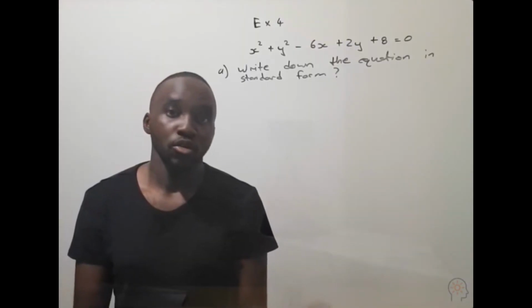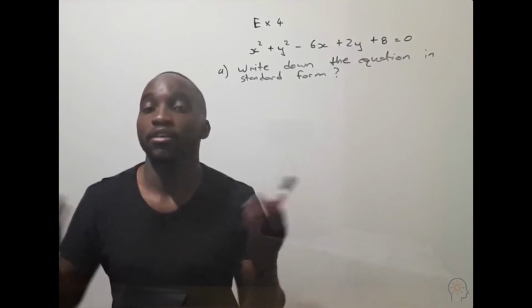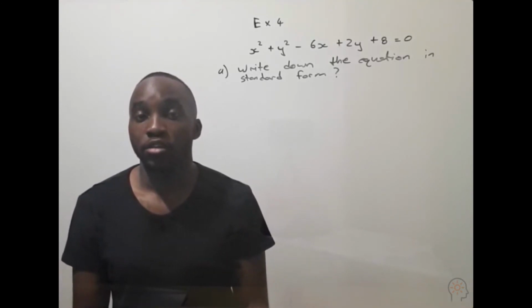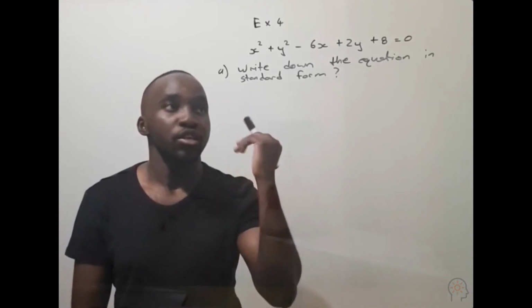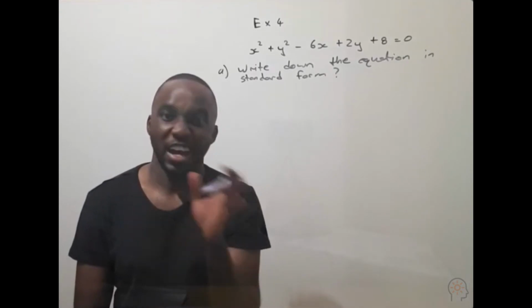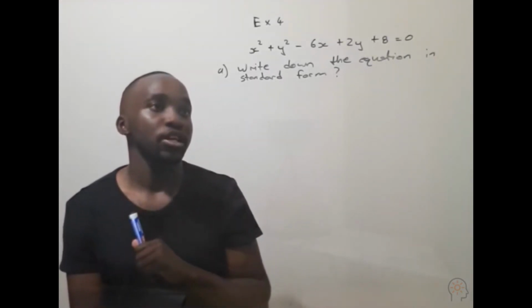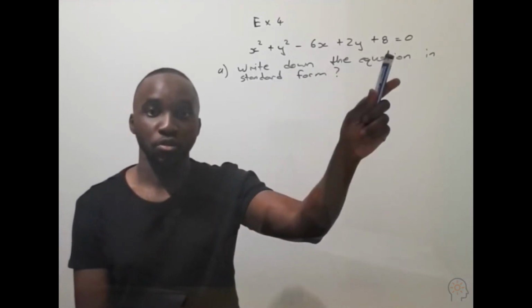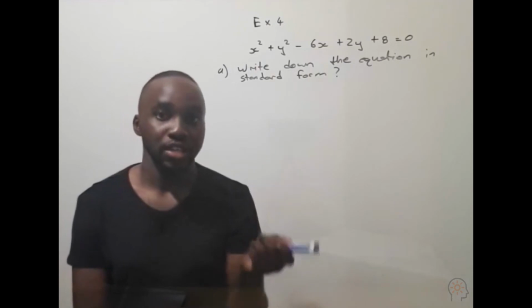So during your June exams, your prelims, or your finals as well, for analytical geometry paper 2, you're definitely going to be asked to put an equation of a circle in standard form, right? Guaranteed. So firstly, what you want to keep in mind is this is an equation of a circle, right? It is just an equation of a circle that is not in standard form.